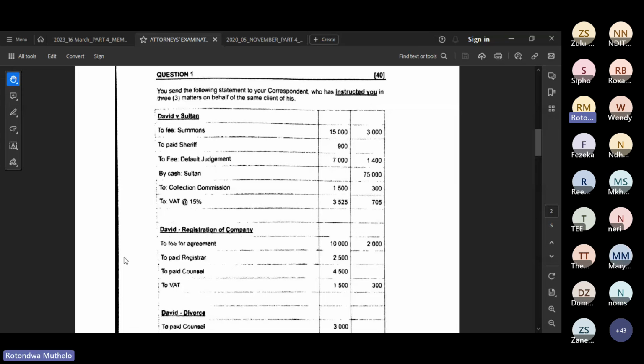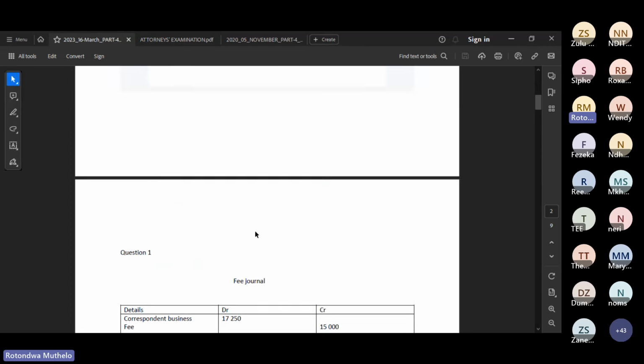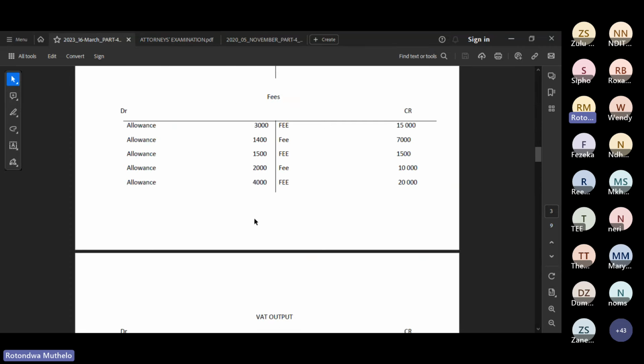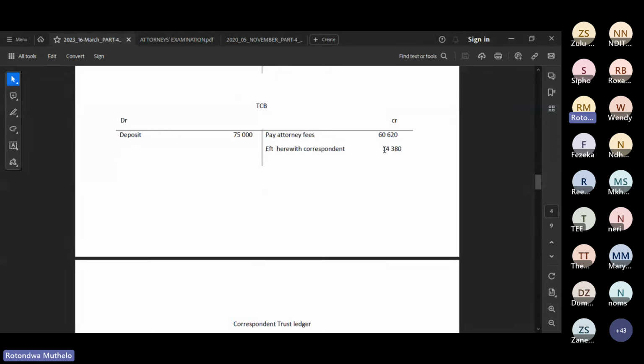So when they say account to the client, they don't mean a statement of account. No, they don't mean that. When they say account to the client, they mean refund the client. Let me show you on my memorandum here what that amount is when I'm accounting. Do you see, Tembi, the EFT here with the correspondent? That is the refund. I've taken my fees and the disbursements. I'm giving the client what remains.